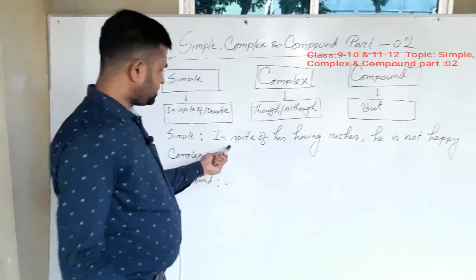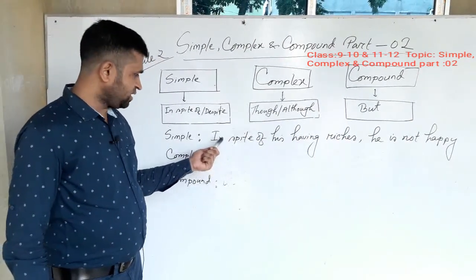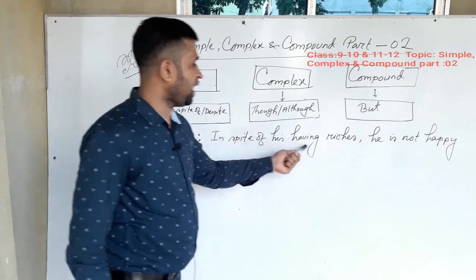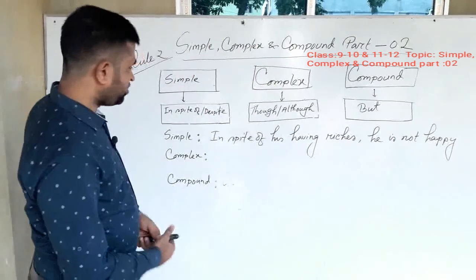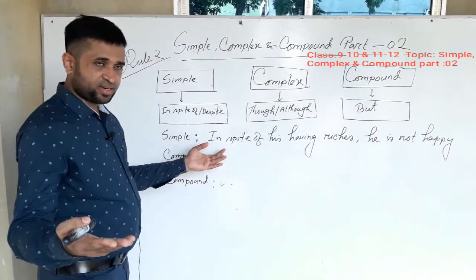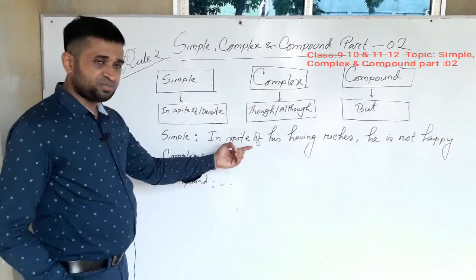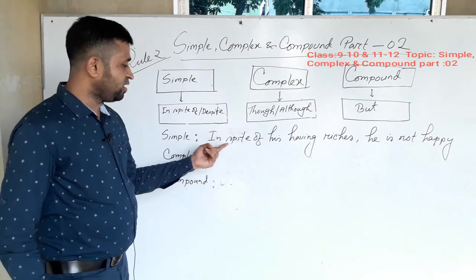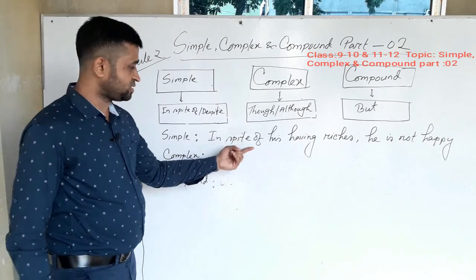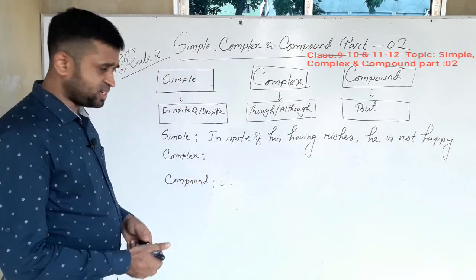Dear learners, listen and notice my class. In spite of his having riches, he is not happy. Dear students, obviously you can understand this is a simple sentence, because this is in spite of. The sentence has started with it at the very beginning. Here I have written in spite of. This is a simple sentence. And now I am going to discuss the complex sentence.